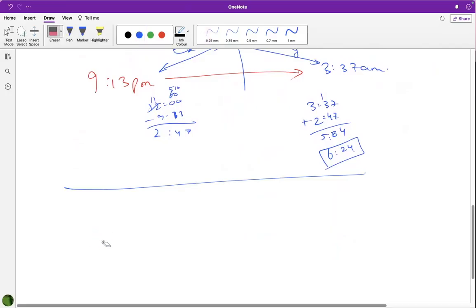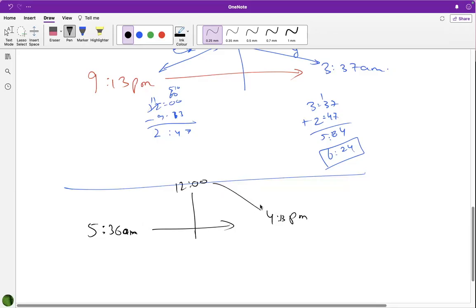Let's say we started at 5:36 a.m. and we reached our destination at 4:13 p.m. So from 5:36 a.m., this is 12 and then that. So this is clearly 4 hours and 13 minutes. And we find this difference and add them.